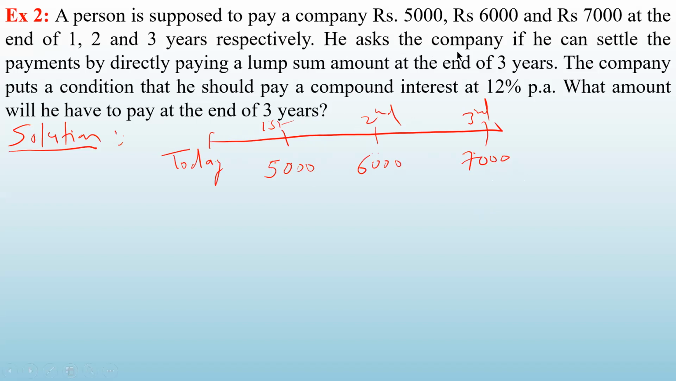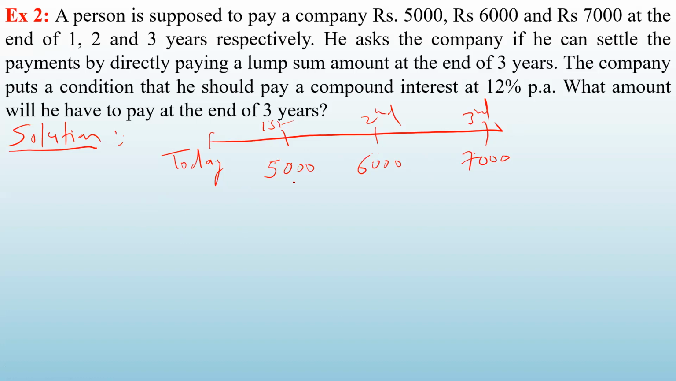But he asked the company if he can settle the payments by directly paying a lump sum amount at the end of 3 years. Means he wants to pay everything here. In the previous problem, he wanted to pay everything today, at the present. Now in this question, he wants to pay everything at the end of 3 years. So how much amount will he have to pay?